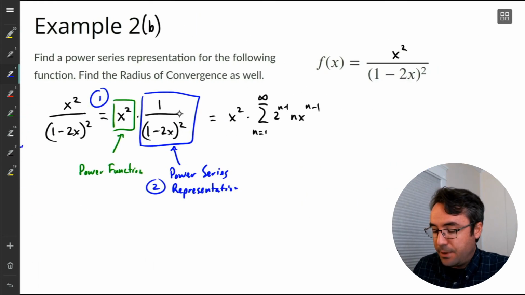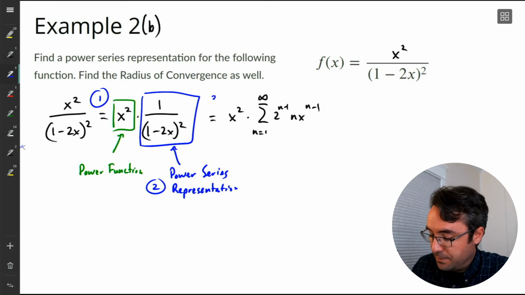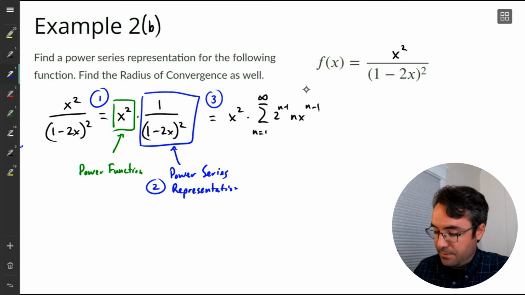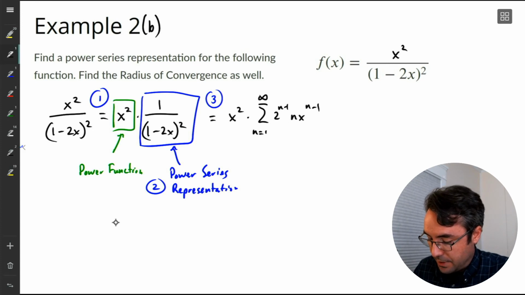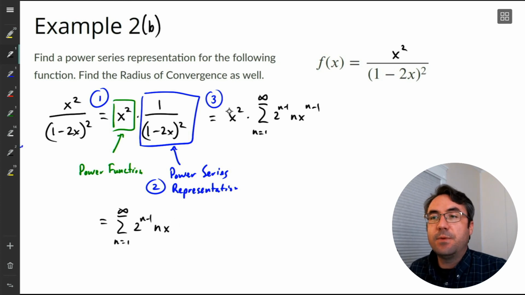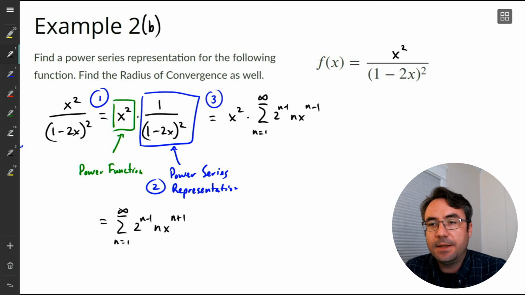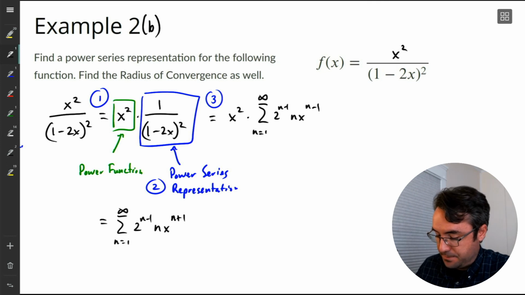So now in step 3, we're ready to simplify this. We take that power series we found and plug it in, so now we're going to account for that x squared. We can multiply it through, bring it on in, so we get the sum from n equals 1 to infinity of 2 raised to the n minus 1 times n times x. And then when we bring the x on in, we're going to add the exponents. So this is going to go up to n plus 1. And so there's our power series representation for this function here.